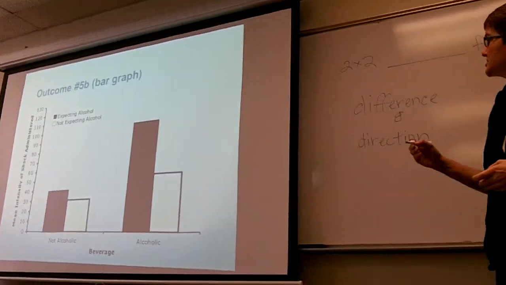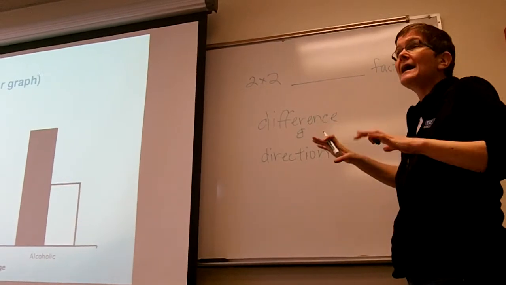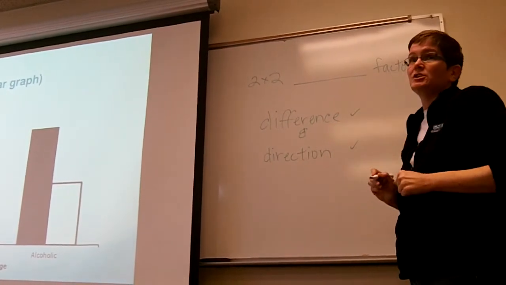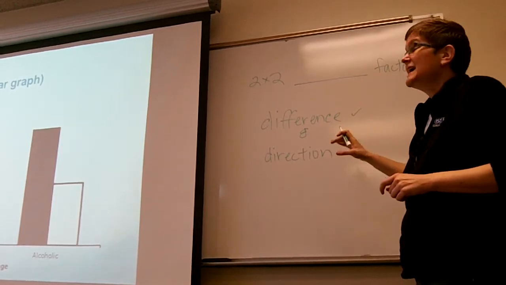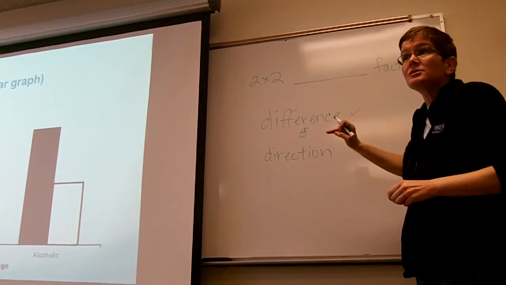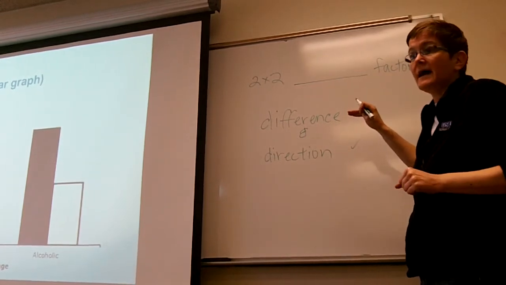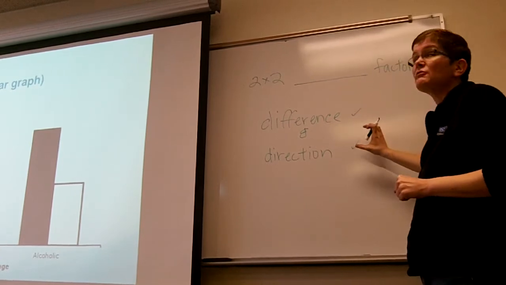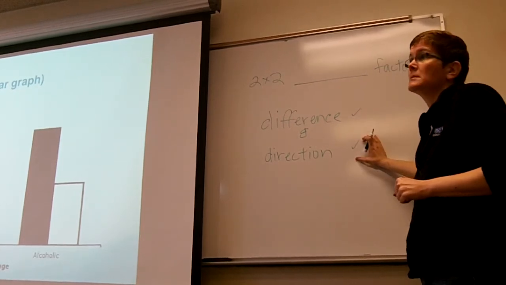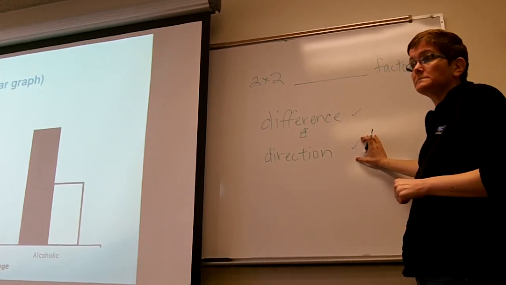To have an interaction, or let me back up. In order to say that there's no interaction, these need to match for the comparison. When you compare the patterns, they need to match. If they don't match, then you probably have an interaction. If the difference isn't the same between the two bars, or the direction of the difference isn't the same, then you've got an interaction. That's the rule we're going to use.